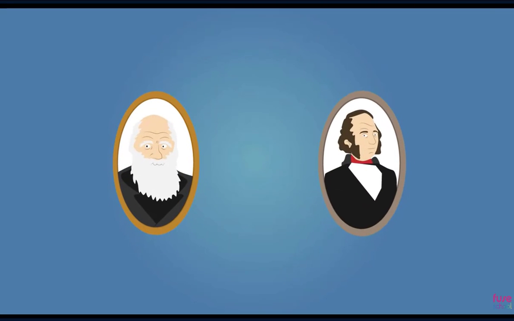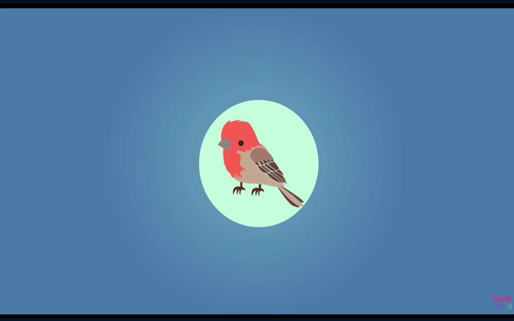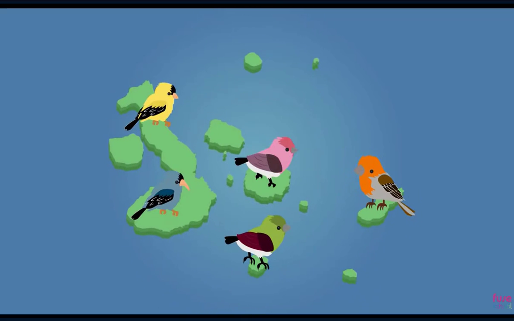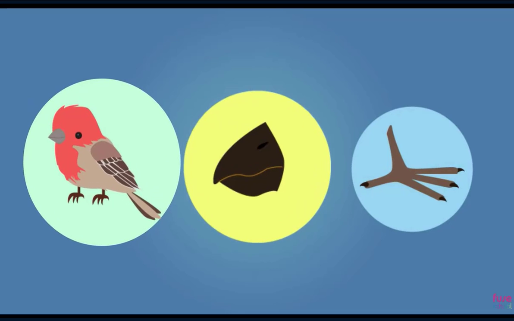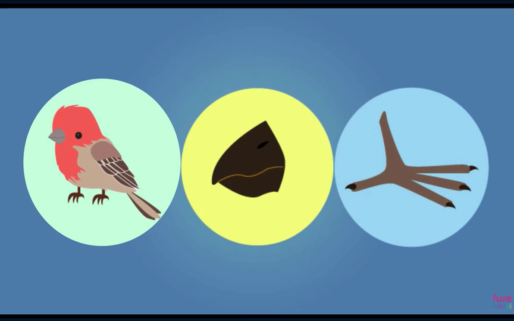The scientists observed that the birds were all similar to a single type of finch found on mainland South America, suggesting that these mainland finches had originally colonized the island. However, the Galapagos finches were all slightly different from the original mainland species, and they were also different from each other. The finches on each island showed distinct variations in their overall size, beak shape, and claw size.